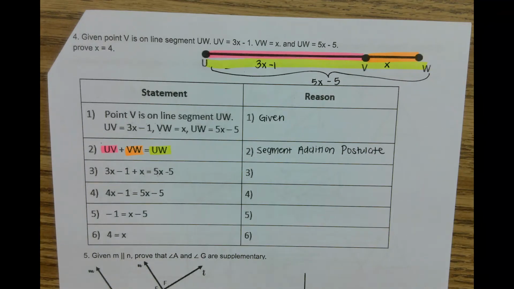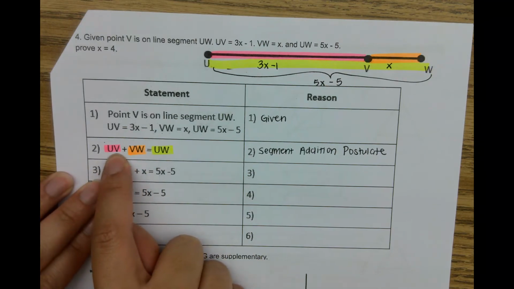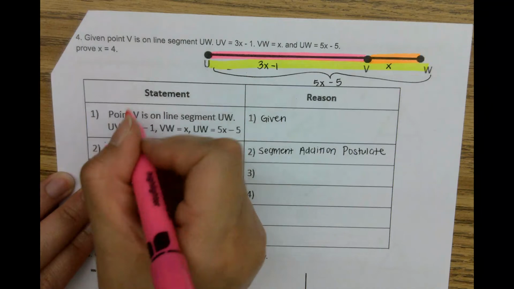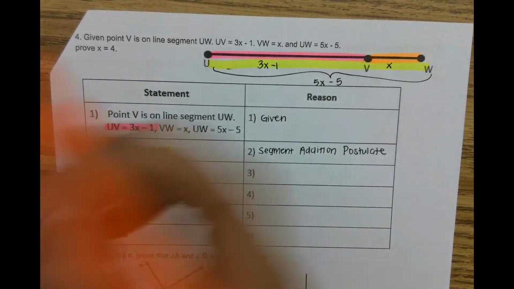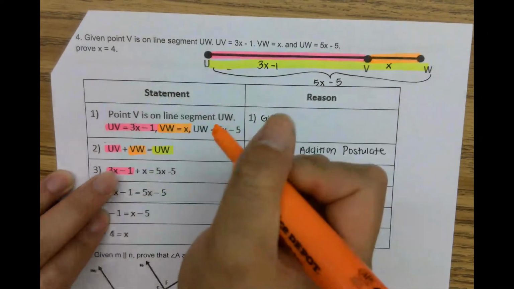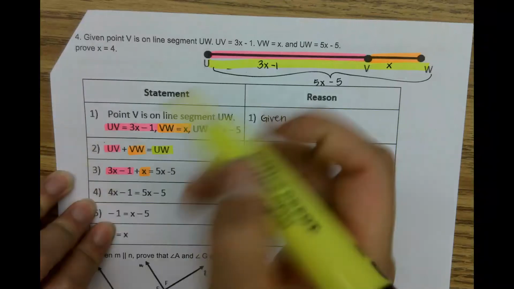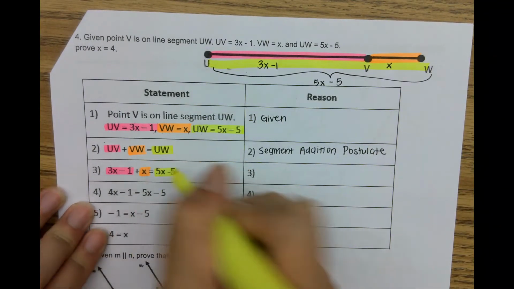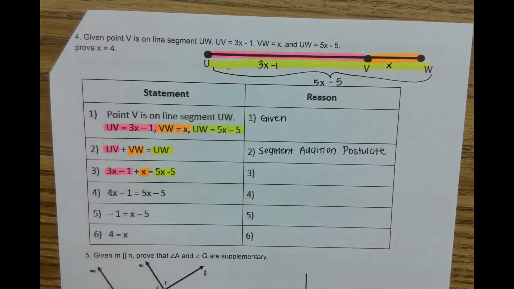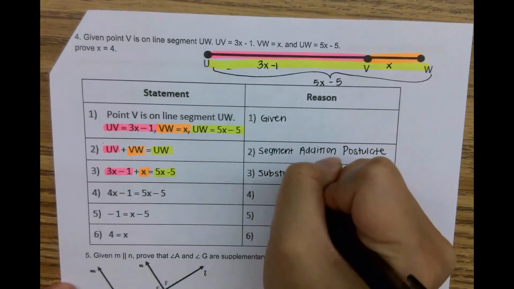Okay? Then, since I know what UV is, I can replace UV with 3x minus 1. Since I know that VW is x, I can replace VW with x. And because I know that UW is 5x minus 5, I can replace UW with 5x minus 5. And whenever I replace something with what it is equal to, that is the substitution property.